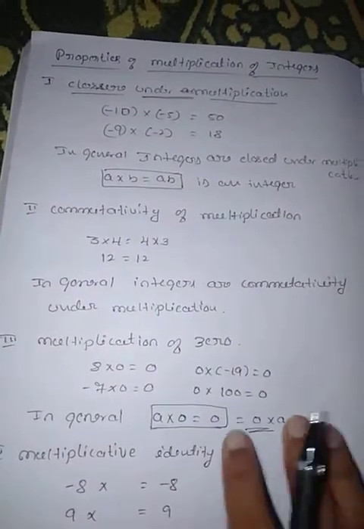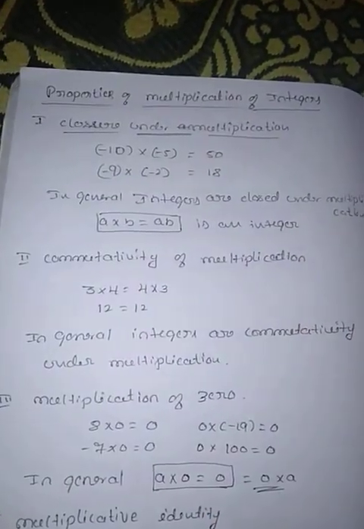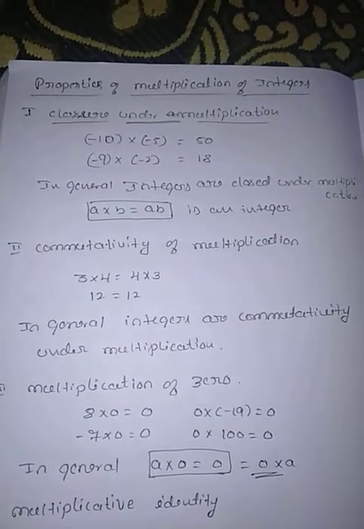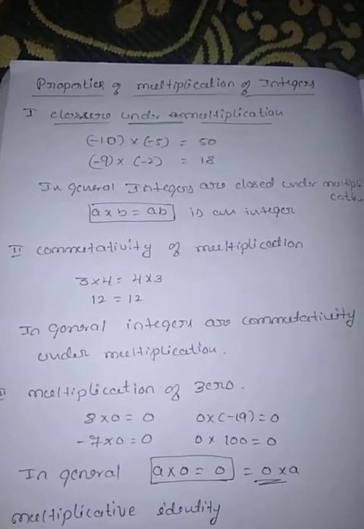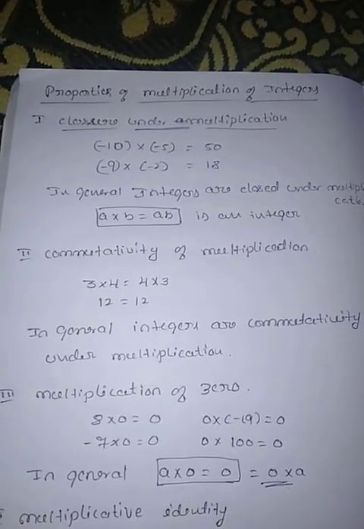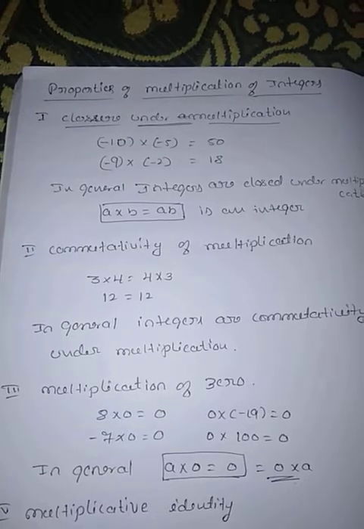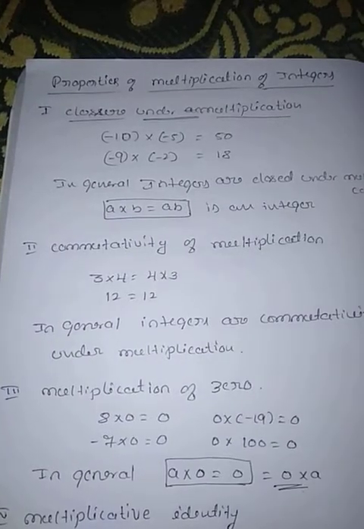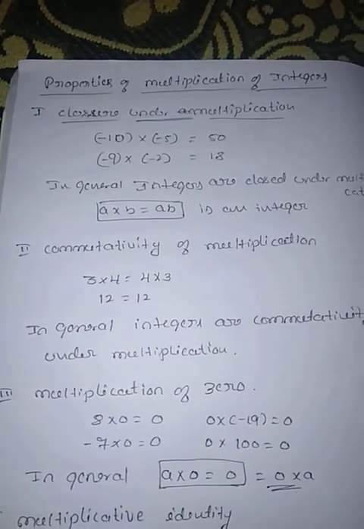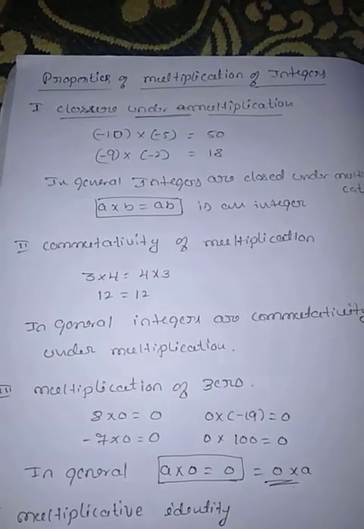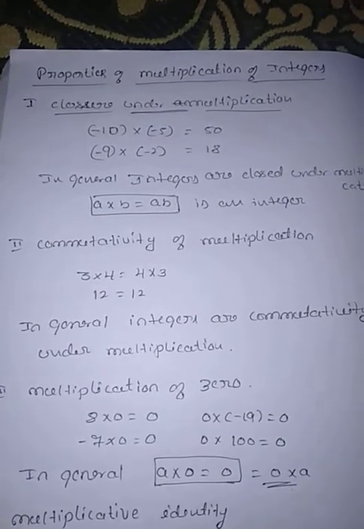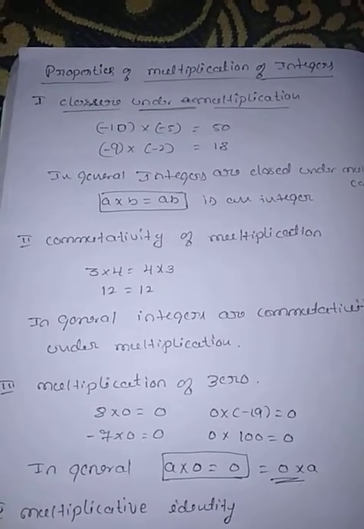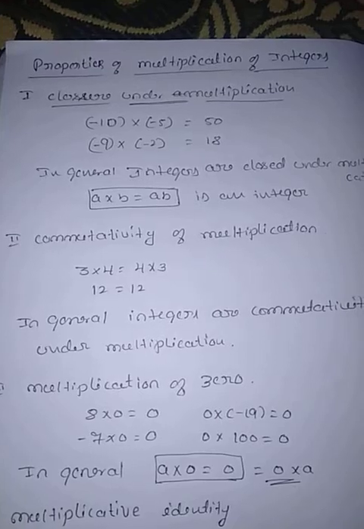Okay, next we move on to the next concept, that is properties of multiplication of integers. In the last video, we learned the properties of addition and subtraction for integers. We know which properties we learned: closure property, associative property, commutative property. Here also we discuss closure, commutative and associative, and another one, the distributive property under multiplication.